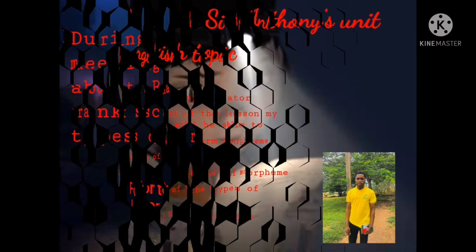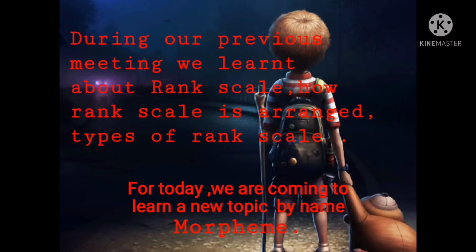Now, during our previous meeting, we learned about rank scale. I was here when Mr. Lawrence was teaching, and I also taught you that last week. How rank scale is arranged. You know rank scale, very good. How it's arranged, the types of rank scale, and all other things about rank scale. But for today, we are all coming to learn a new topic by name, as I told you, what? Morphemes.